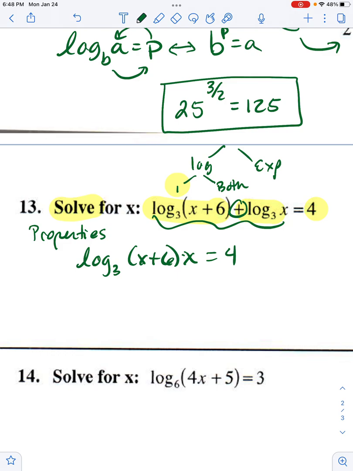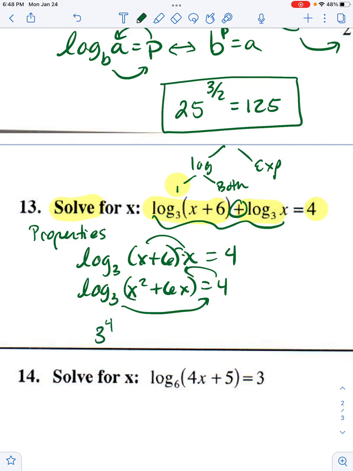All right. Now I'm going to go ahead and multiply these out just because it'll be easier for me. So I have log base 3 of x squared plus 6x. And then I need to change it into exponent form, because when you're stuck with logs, you change the form. So I get 3 to the 4th equals x squared plus 6x.